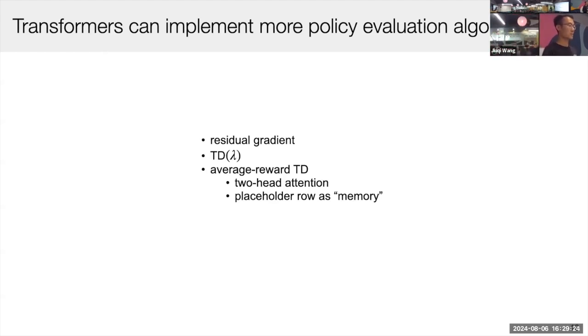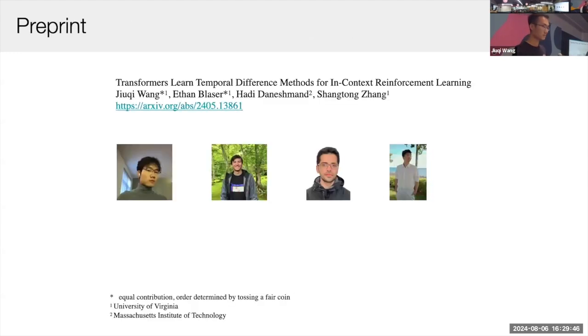And then with two-head attention and a placeholder row, we call it the memory row, we can actually implement the average reward TD algorithm. So one head is responsible for generating the average reward, and the other head is doing the TD updates, which is pretty interesting.